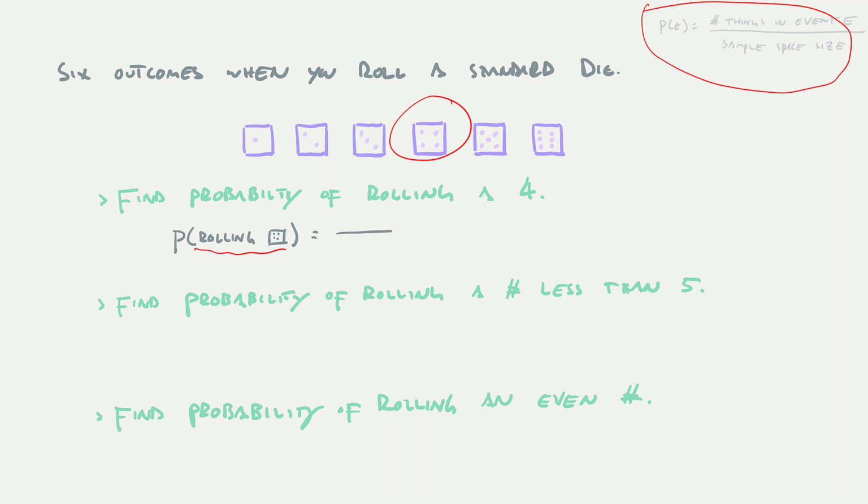And then you're going to divide it by the number of outcomes that are possible, the size of the sample space, which is 6. So the probability of rolling a 4 is 1/6.